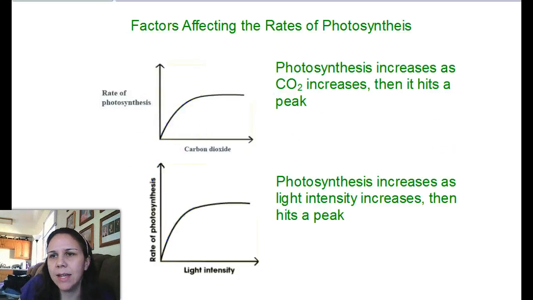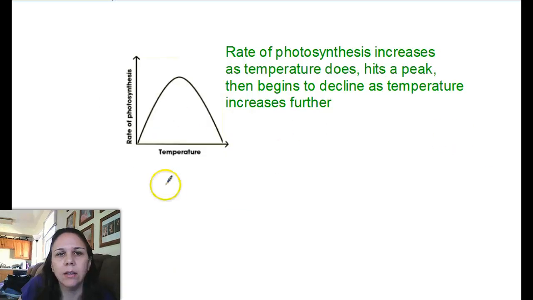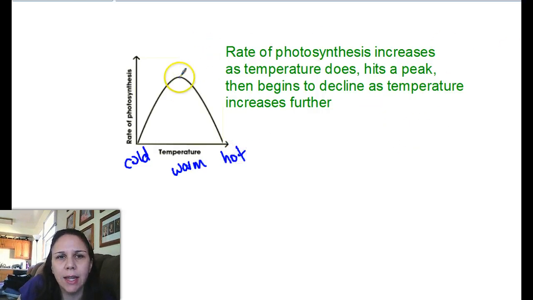All right, and then the last thing is temperature. So here's cold, warm, and really hot. Photosynthesis has a temperature that it likes to work at, and it depends on the plant too and where it grows. This could be 80 degrees, it could be 60 degrees, it could be 100 degrees. But there does come a point when, once you start getting warmer, photosynthesis begins to slow down. Same thing when it's colder, it begins to slow down.